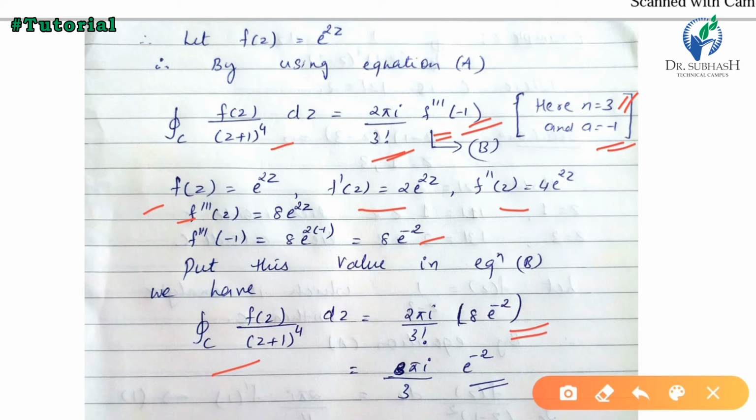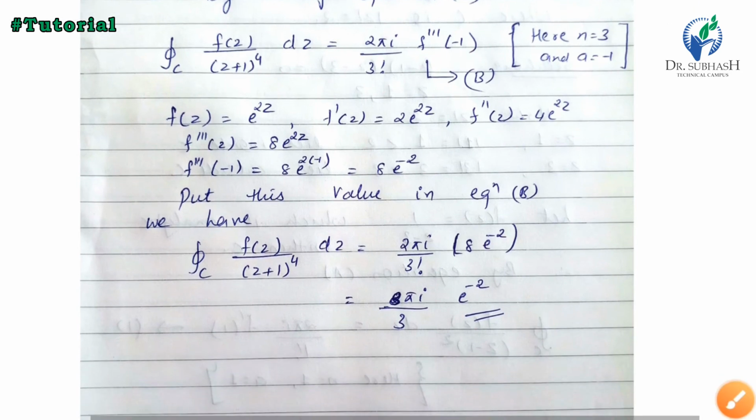On simplifying, we get the value 8 pi i upon 3 e raised to minus 2. This is our required solution for the given integral. Now let us take one more example.